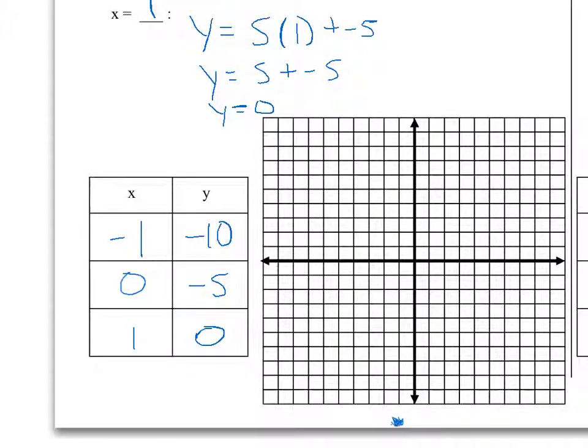The first point we have is negative 1, negative 10. So it tells me to go over negative 1, backwards 1, and down 10. So my first point is down here. Next point is 0, negative 5. That tells me to move left or right 0. Don't go anywhere. y of negative 5 tells me to go down 5. And finally, my last point is 1, 0. That tells me to go over 1 and up or down 0. So just stick right there.